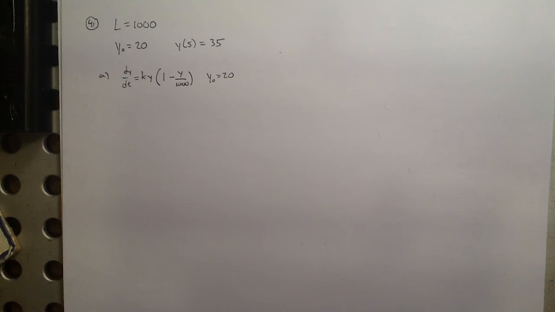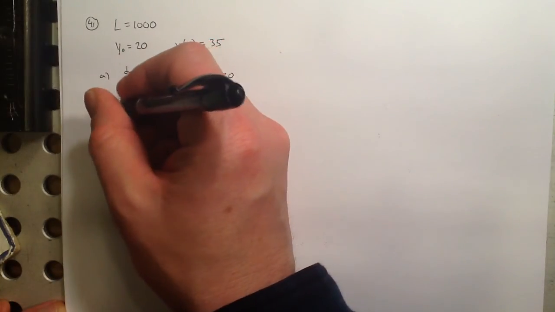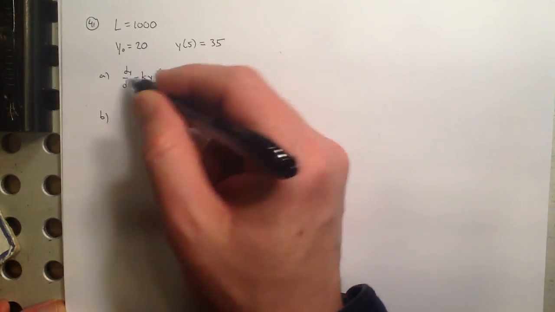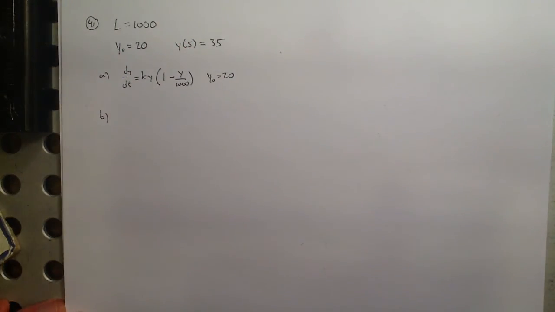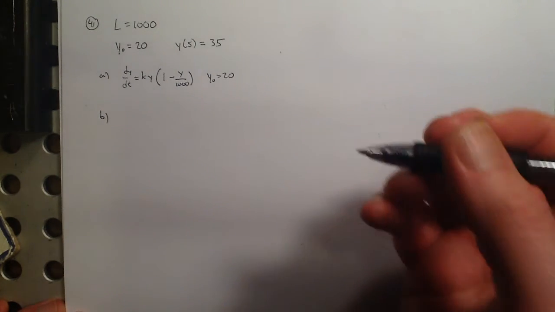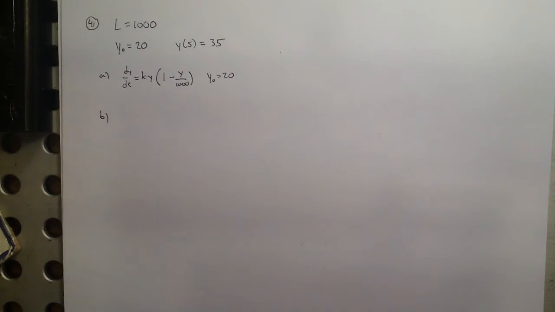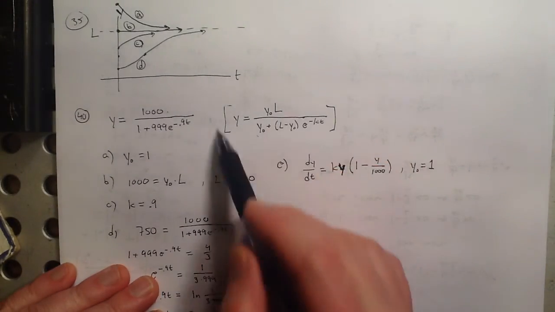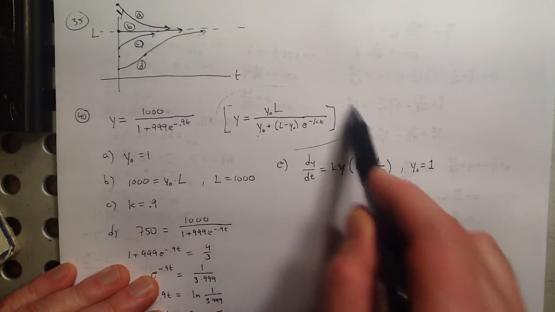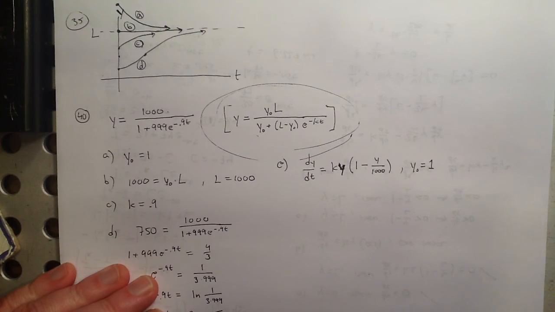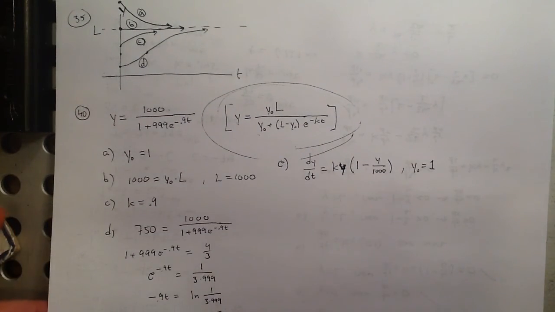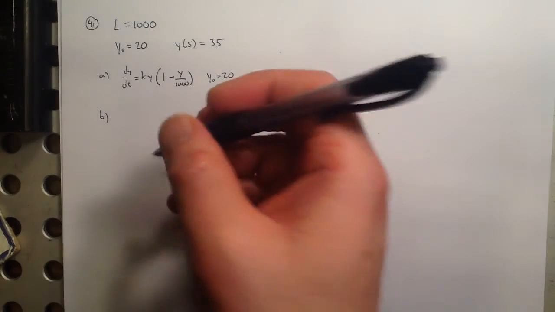They want us to solve the initial value problem and use the given data to find the constant of proportionality. Okay, so I'm not going to do the crazy calculus separation of variables and partial fraction thing. I'm not going to do that here. Instead, I'm going to go back to this recipe for the solution here.